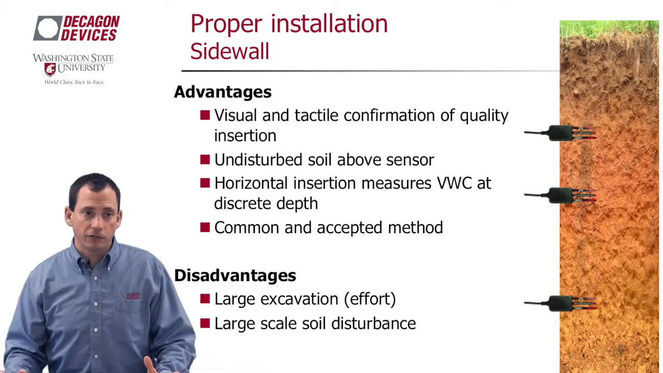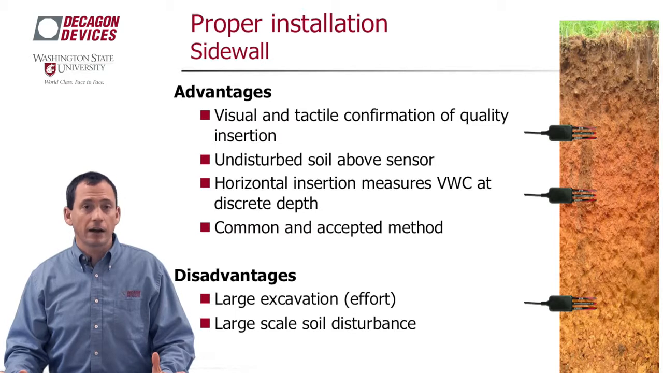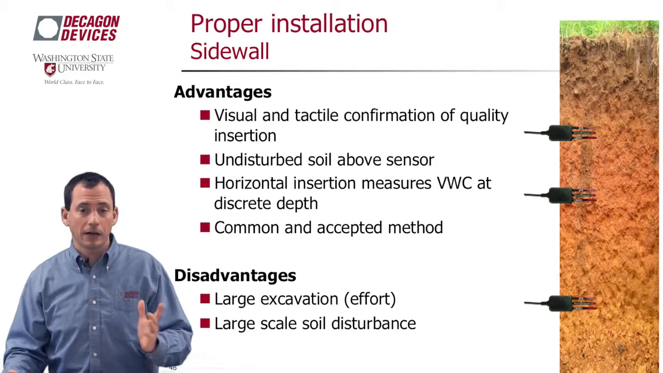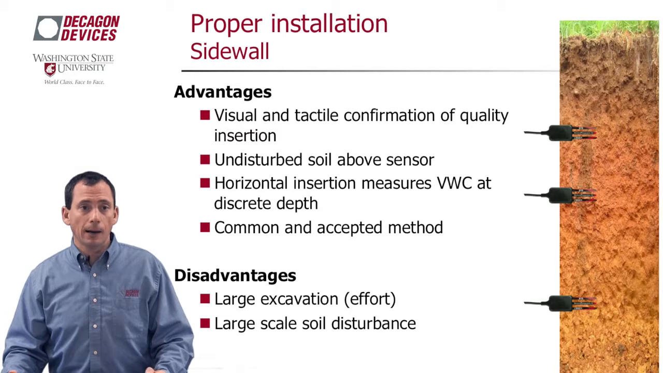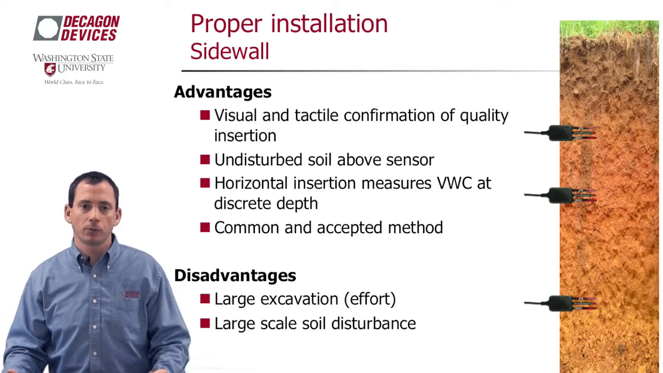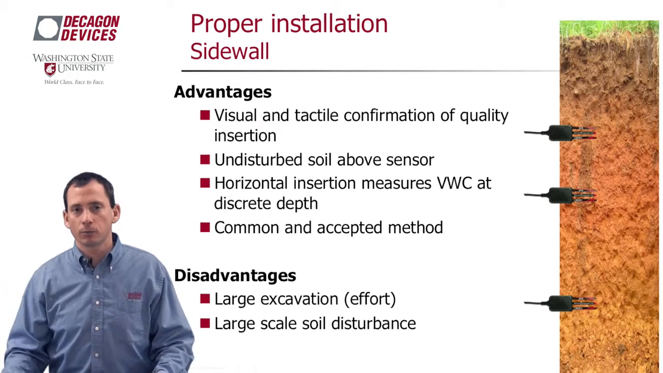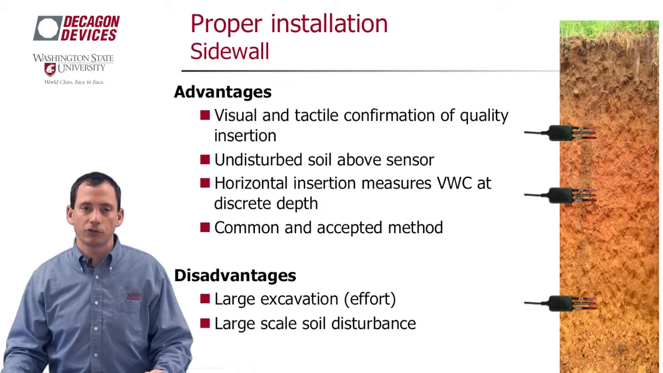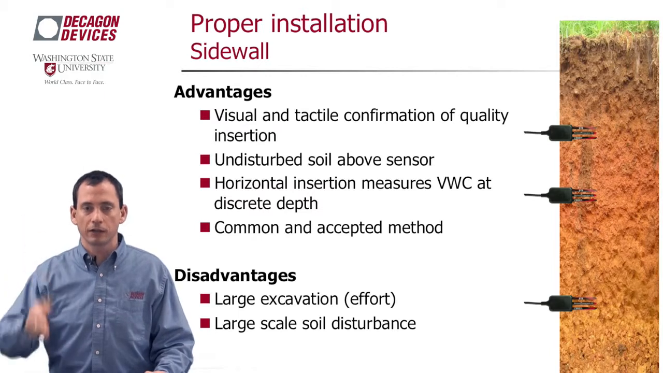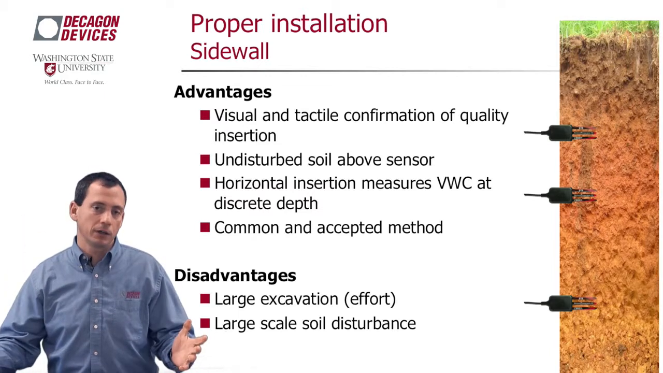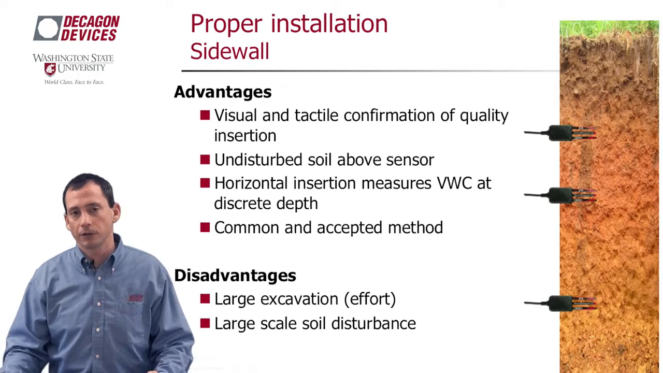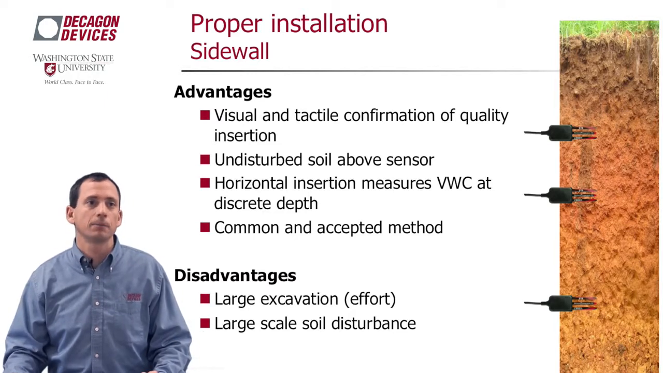There are a couple of disadvantages. First of all, this takes a lot of effort. You have to get out there, you have to get this hole dug. And also you have a large-scale soil disturbance that's in pretty close proximity to your sensor. Granted, you have undisturbed soil immediately above the sensor, but adjacent to that, you have some plane through the soil where you dug that trench, that gives you the possibility of preferential flow and things like that. So there are some drawbacks.